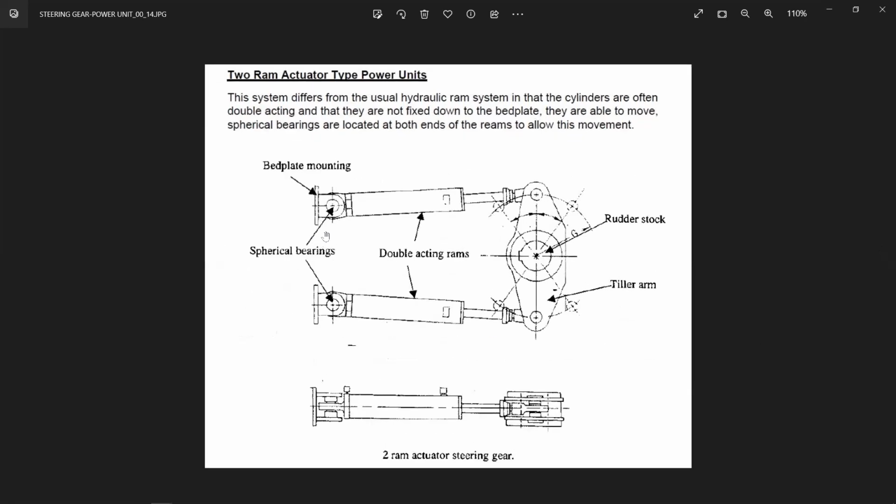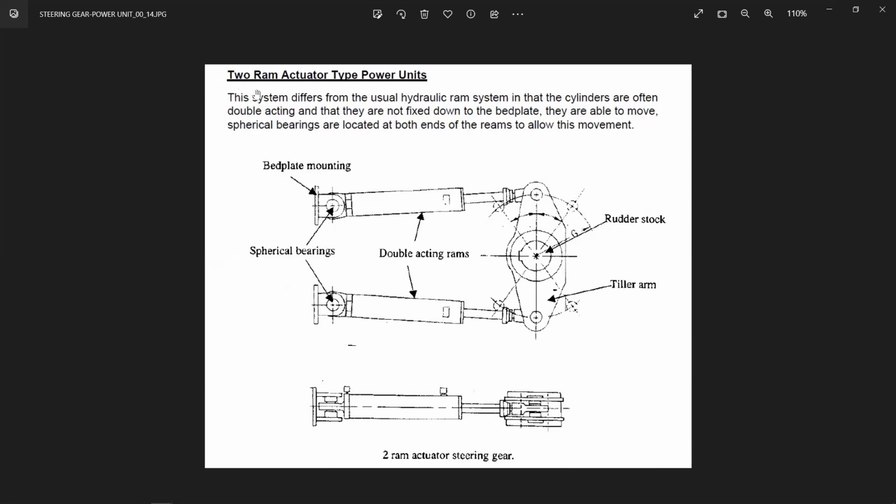Okay. Now the other design is here where you have got two ram actuator power units. Here you have got one power unit. This is another type of design. Again, this is a ram and cylinder, but here this is not called a 2 ram or 4 ram. This is called an actuator type. So here we have got 2 actuator type, and previously what we saw was the 4 actuator type.